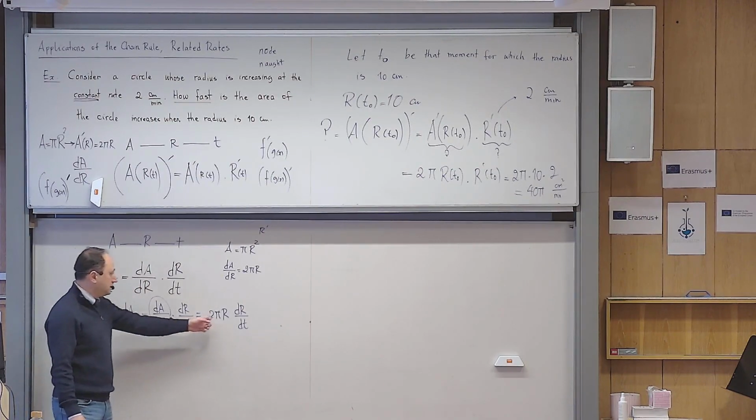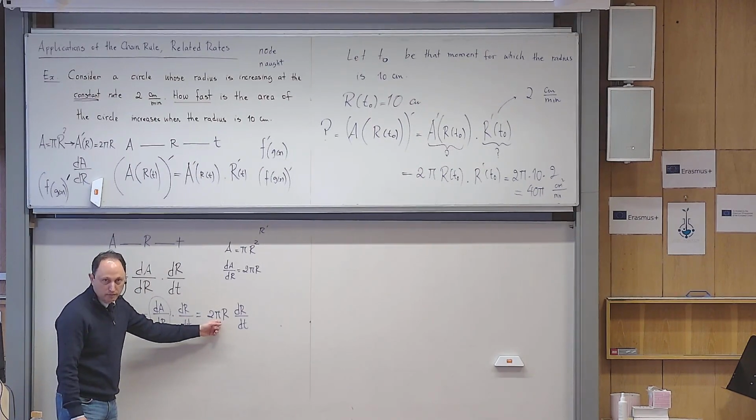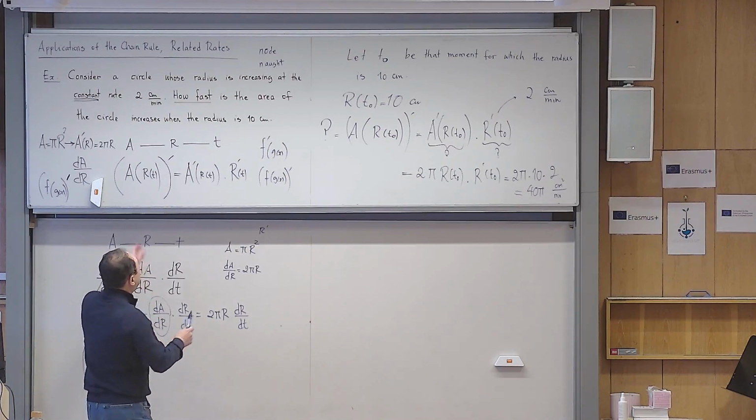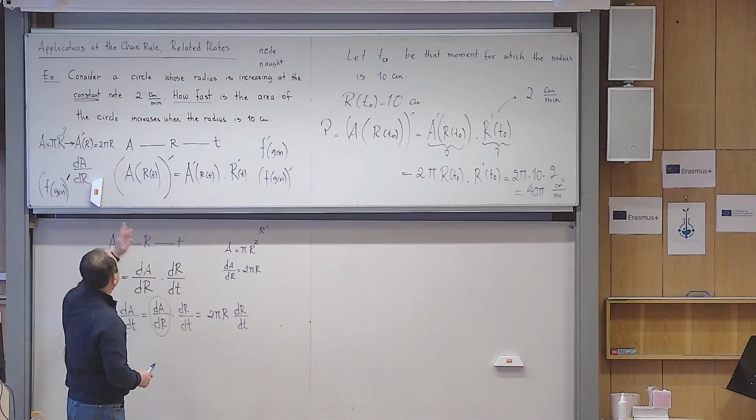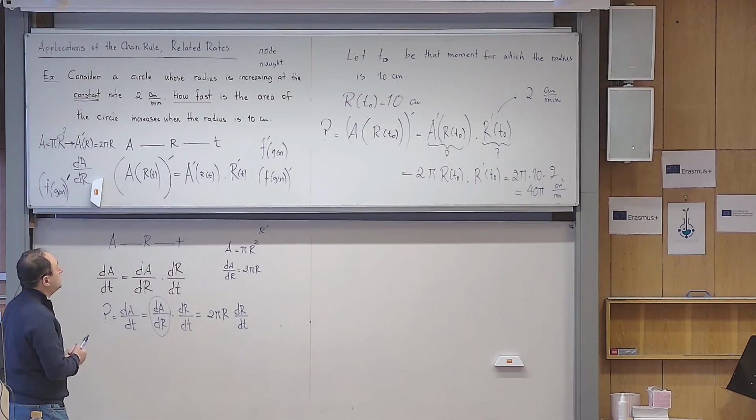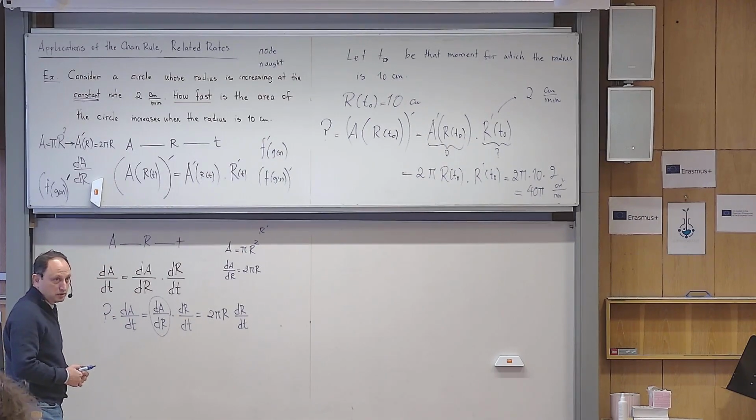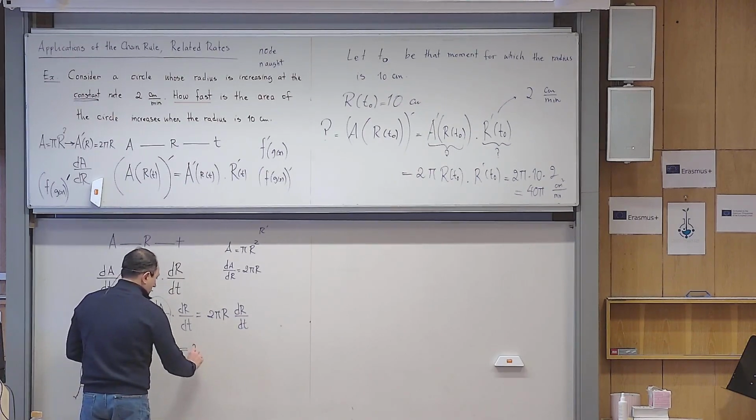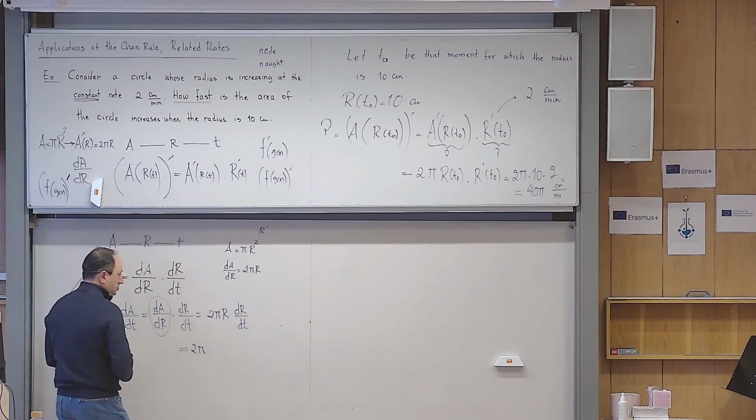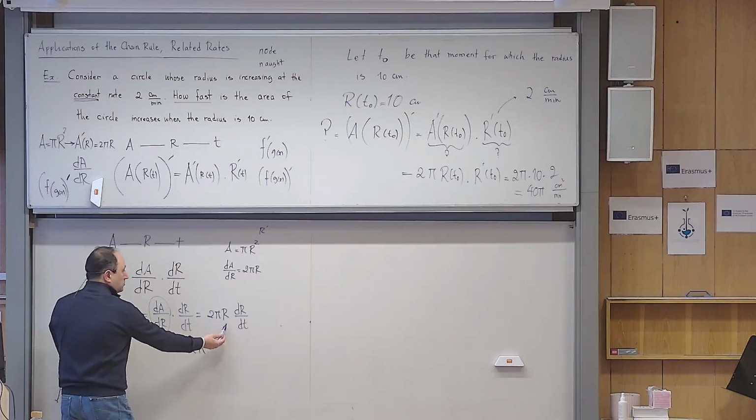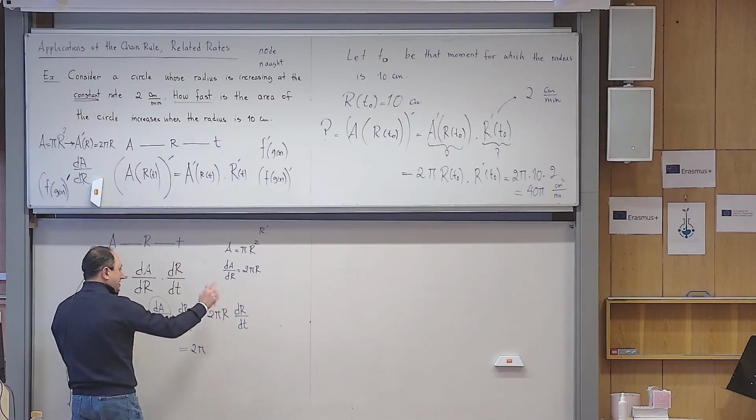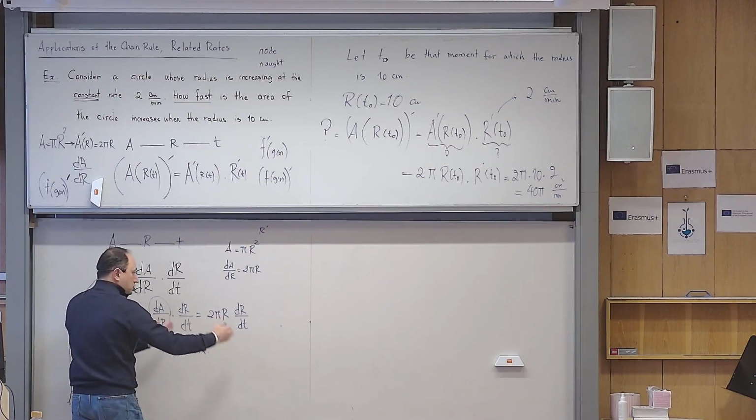Now you want to answer the question mark. This is true for every moment of time. But we are not interested in every moment of time. We are interested only in that particular moment for which the radius is 10 centimeters. Yes? Okay? So what I do, I continue. It becomes 2 pi. What is r in this case? 10 centimeters. Because I told you, this is valid for all moments in time, but I am interested in the case that r has reached 10 centimeters.